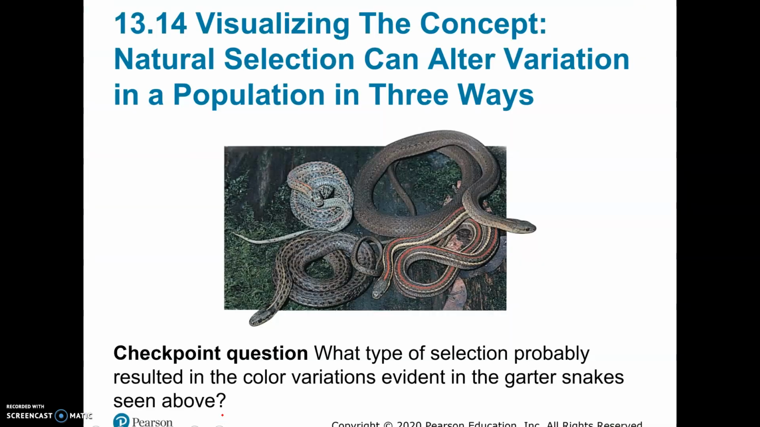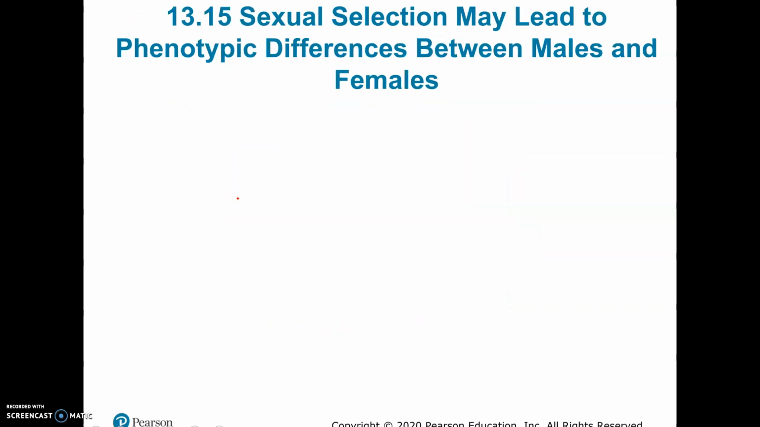This is an example in the snakes of disruptive selection. So if these all came from a common ancestor, over time they diverged into these different groups. Each one of these is uniquely colored for its environment. And in some cases, if they do breed with each other, the hybrid's color doesn't help it survive. It's going to even further enforce that these diverge into different groups.